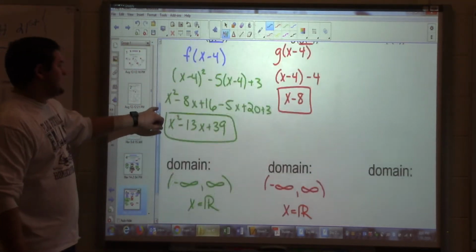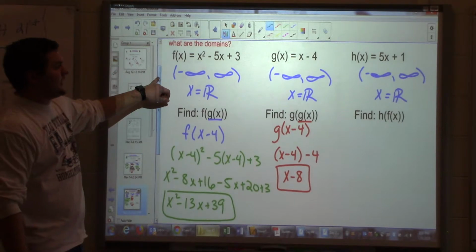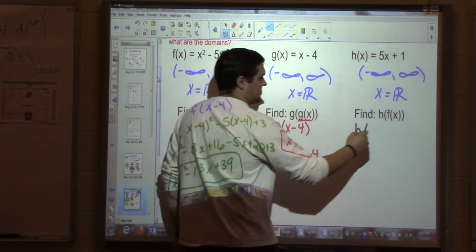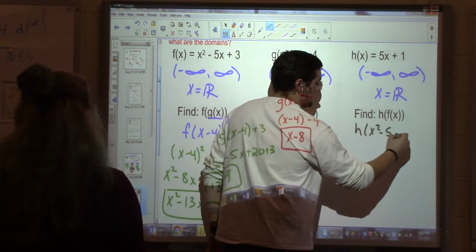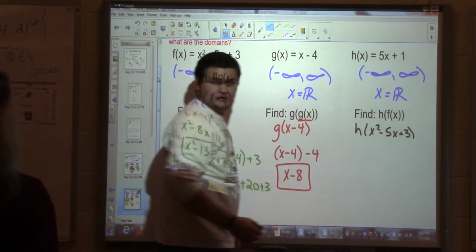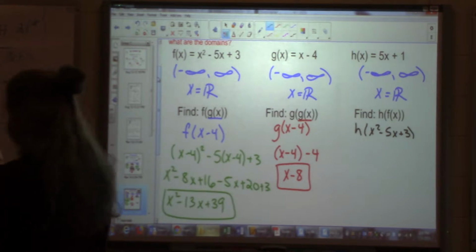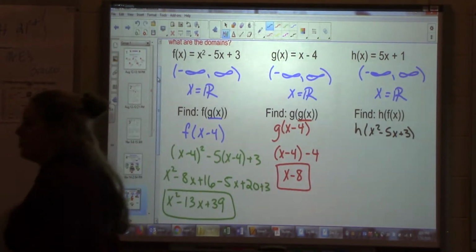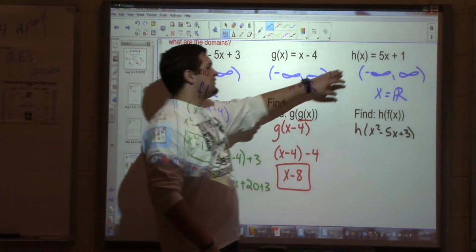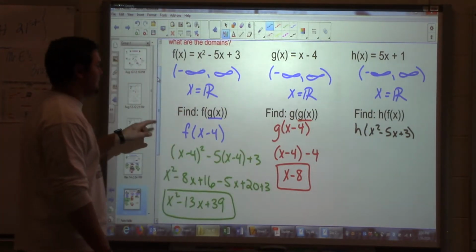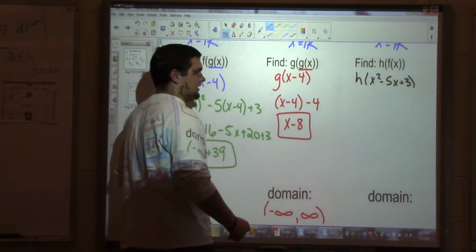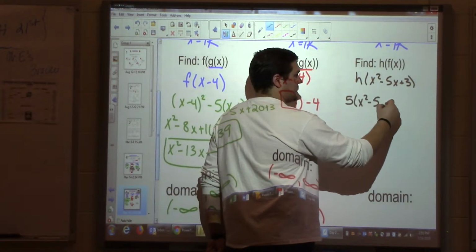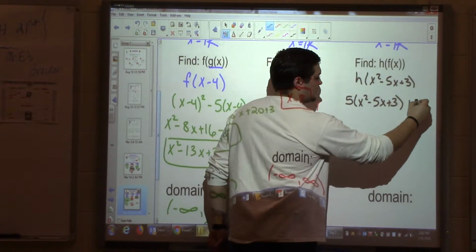Last one for this page here. H of f of x. So, f of x equals x squared minus 5x plus 3. So, anywhere in my h function I see an x, I'm replacing it with x squared minus 5x plus 3. So I get 5 times x squared minus 5x plus 3 plus 1.